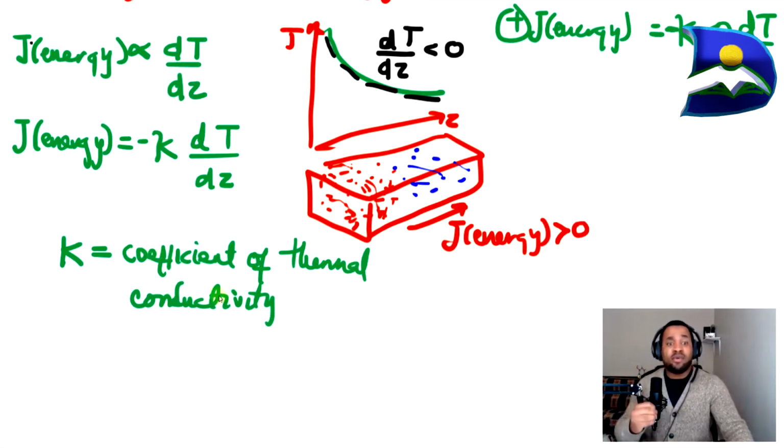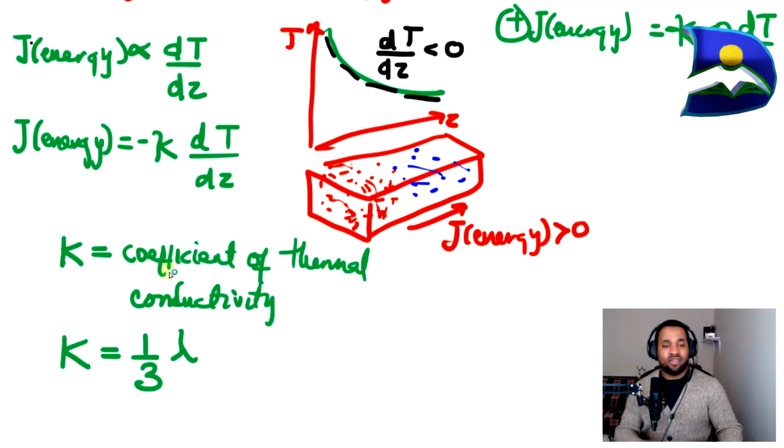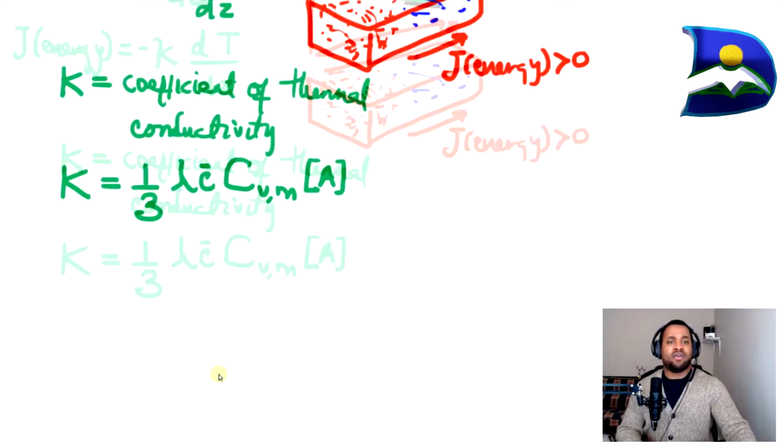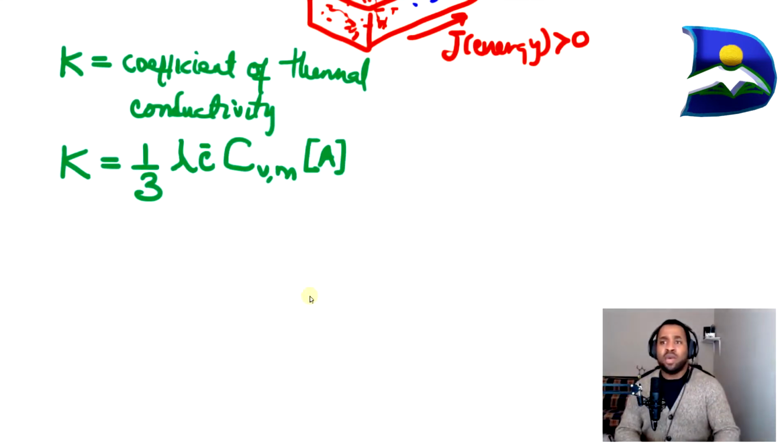So this coefficient of thermal conductivity, represented as k, is equal to this relationship: 1/3 of our mean free path, multiplied by our mean speed, multiplied by our molar heat capacity of our gas at constant volume, and multiplied by the molar concentration of our gas, which in this case is represented as [A] in the brackets.